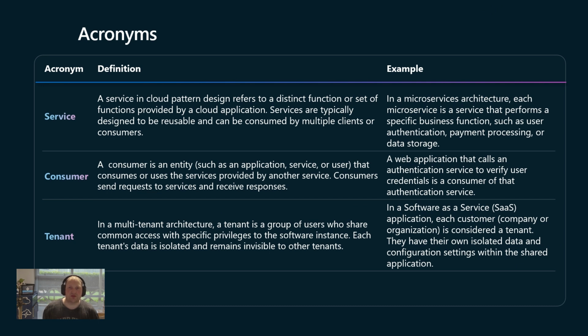So let's dive into some key acronyms commonly used in cloud architecture. First, we have service. In cloud pattern design, a service refers to a distinct function or a set of functions provided by a cloud application. These services are designed to be reusable and are typically consumed by multiple clients or consumers. For instance, in a microservices architecture, each microservice is a service that performs a specific business function, such as user authentication, payment processing, or data storage.